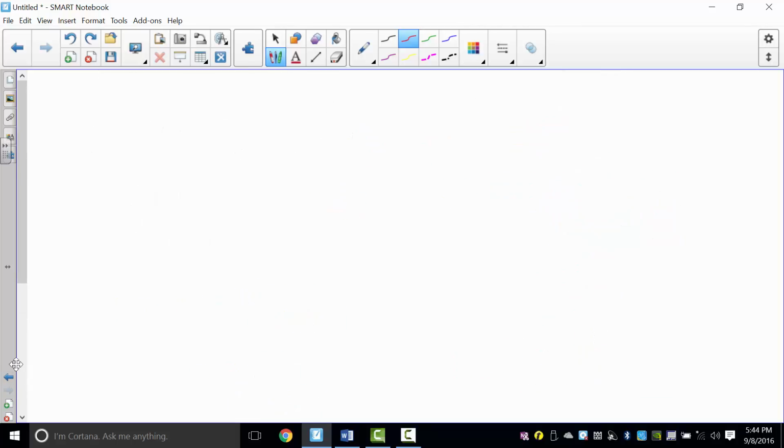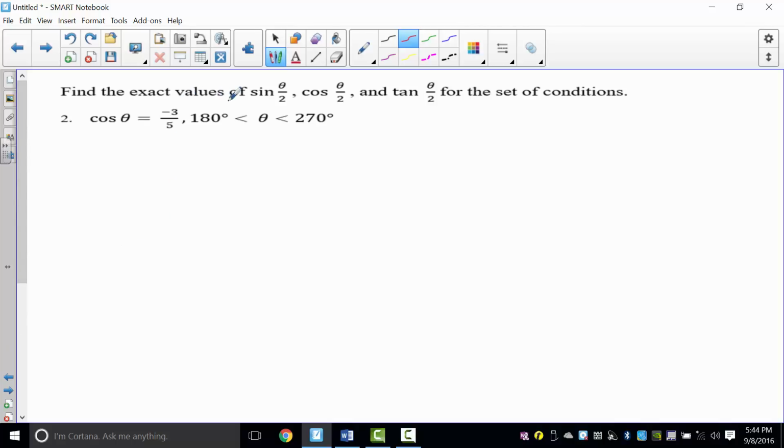Now moving on to number 2, find the exact values of the half angles. So sine theta over 2, cosine theta over 2, and tangent theta over 2. And the only thing that we know is that cosine equals negative 3 over 5. And from 180 degrees to 270, that is quadrant 3. So we want to make note of that. That is quadrant 3. So again, let's sketch that out and take a look at it.